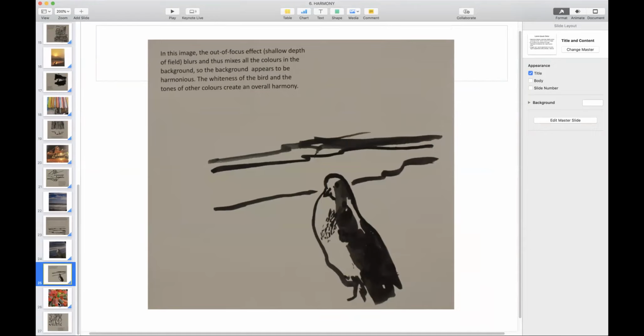The whiteness of the bird and the tones of other colors create an overall harmony. It is not that blue, yellow, green, pink are visible against the white.